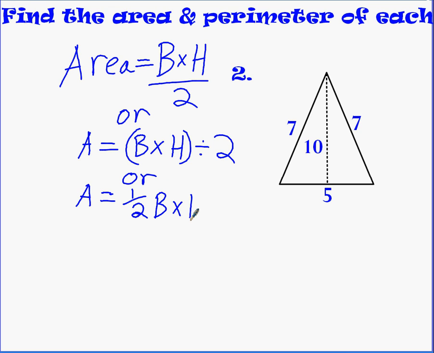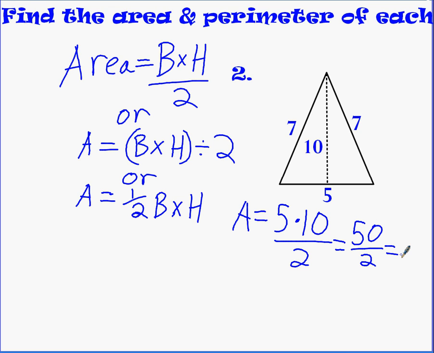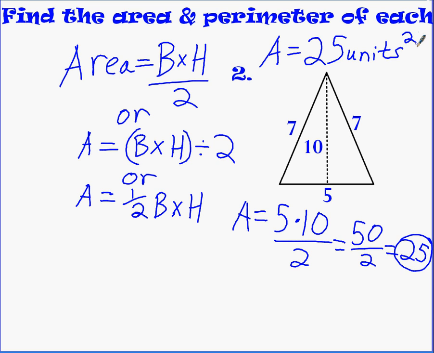Whenever you don't see anything between 2 numbers or 2 letters, it's probably multiplication. So between that 1/2 and the B is multiplication. So the area of this figure would be 5 times 10 divided by 2, because 5 is the base and 10 is the height. 10 is how far you would fall if you jumped off of the triangle. So if we write it as a fraction, it's 50 over 2, which 50 divided by 2 is 25. Or simplifying it down would be 25 over 1, which is just 25 units squared. Again, area is measured in units squared.